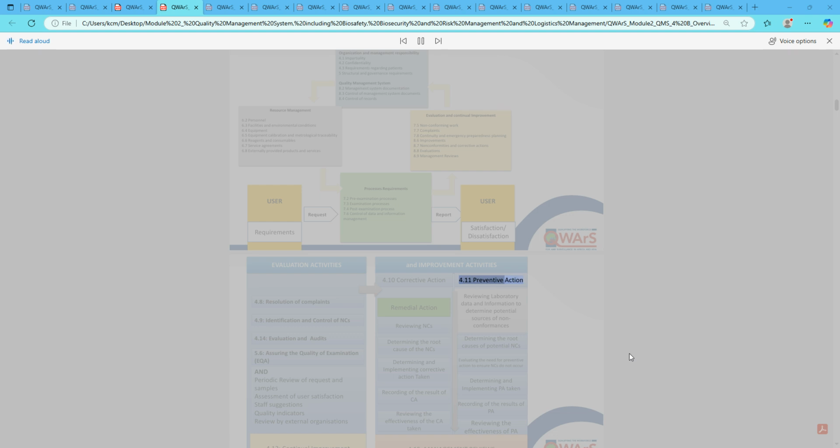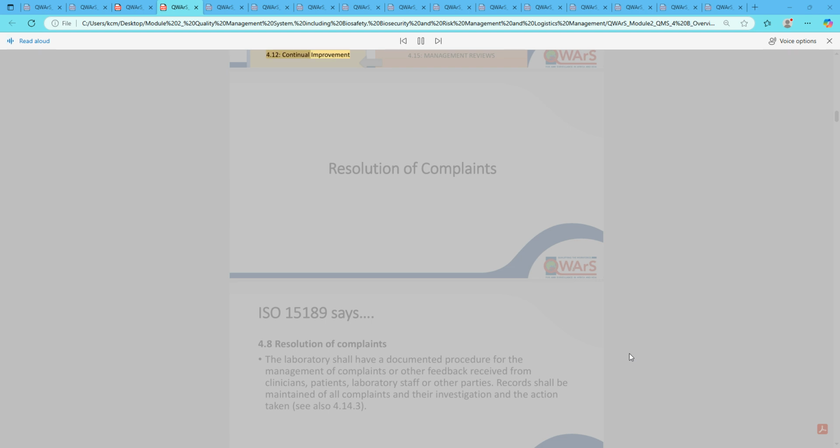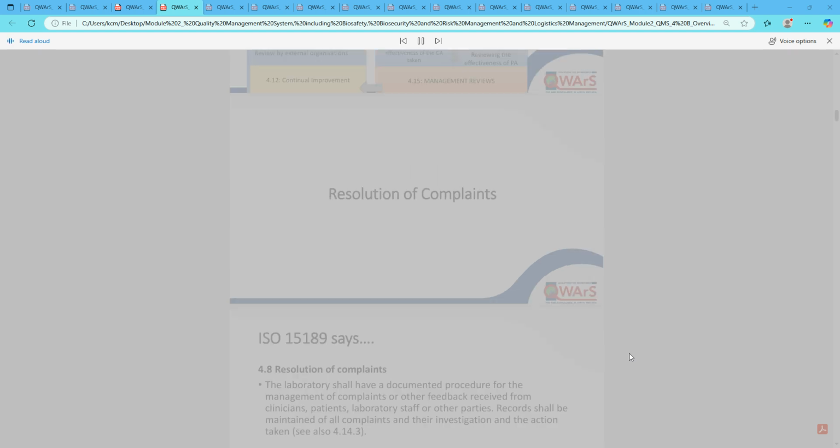4.11 Preventive action: reviewing laboratory data and information to determine potential sources of nonconformances, determining the root causes of potential NCs, reviewing the effectiveness of the CA taken, evaluating the need for preventive action to ensure NCs do not occur, determining and implementing PA taken, recording of the results of PA. 4.12 Continual improvement, reviewing the effectiveness of PA. For point 15, management reviews.